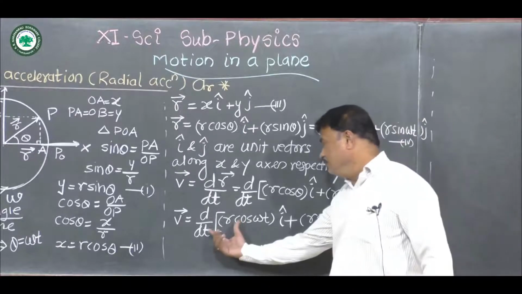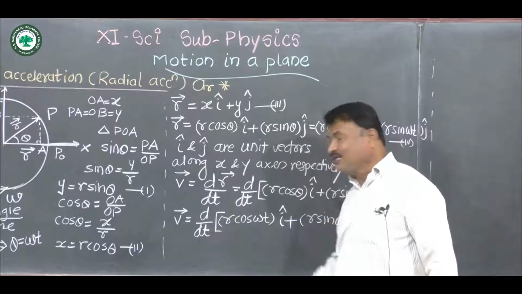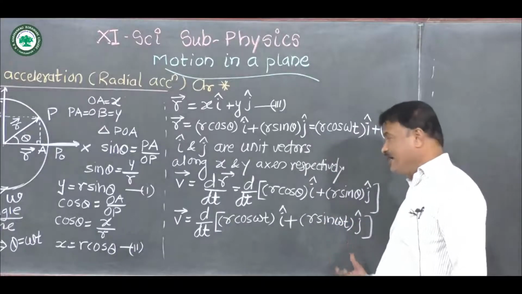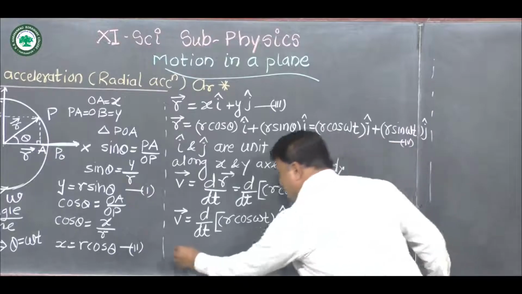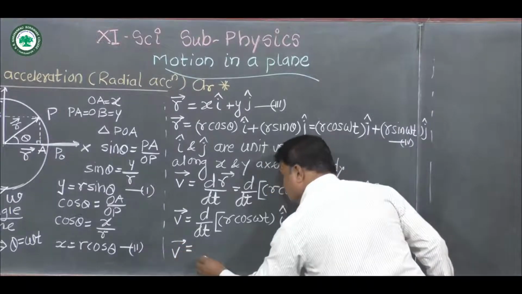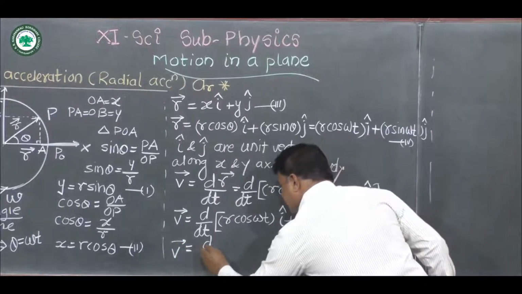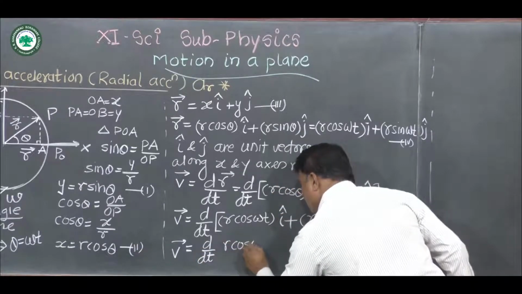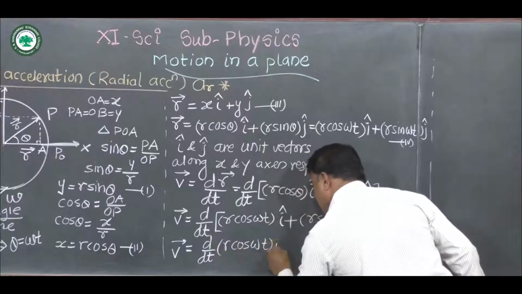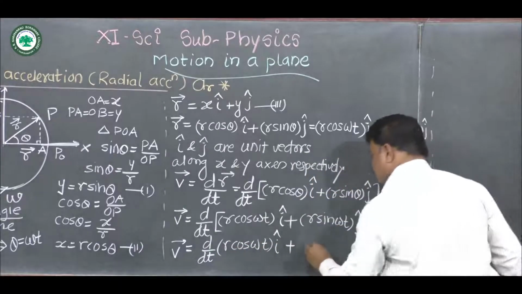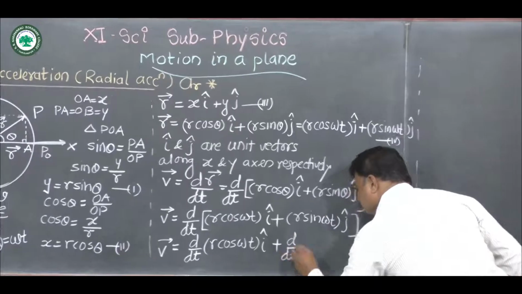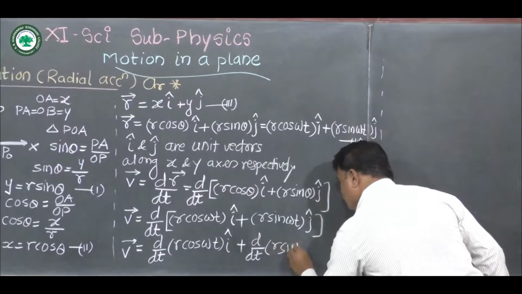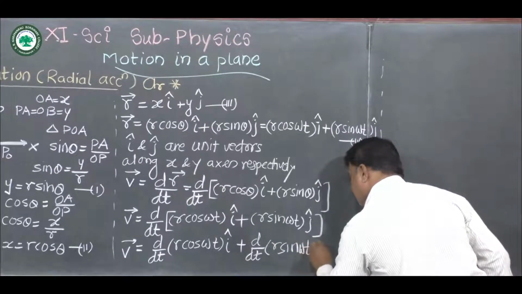Now we have to take the derivative of this term with respect to time, and then the derivative of this term with respect to time. By separating the derivatives, we get vector v is equal to d by dt of r cos omega t into i cap plus d by dt of r sin omega t into j cap.